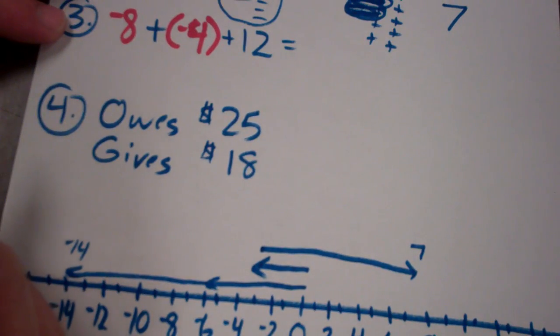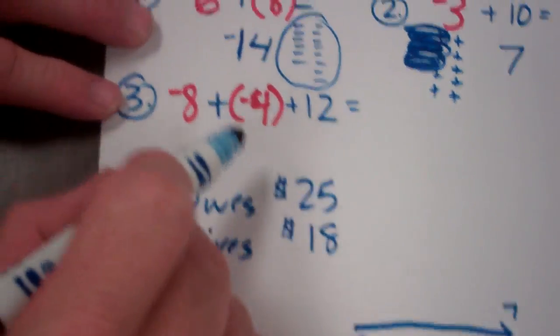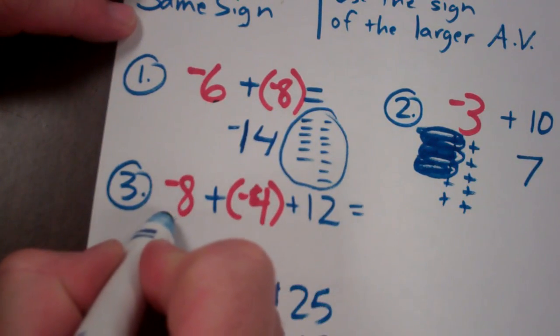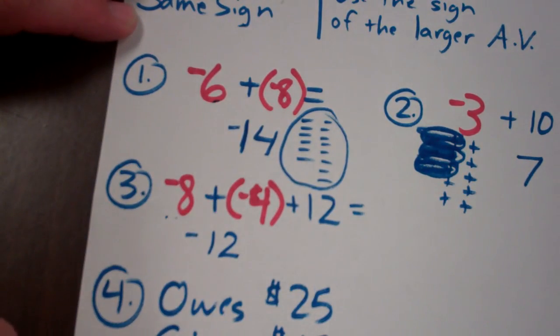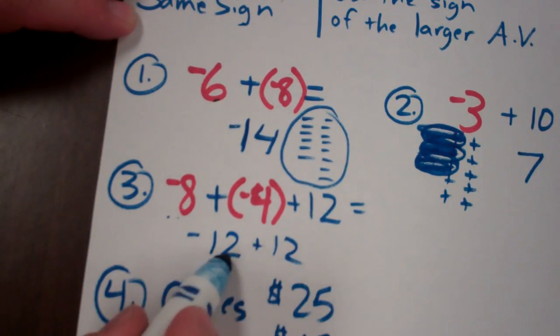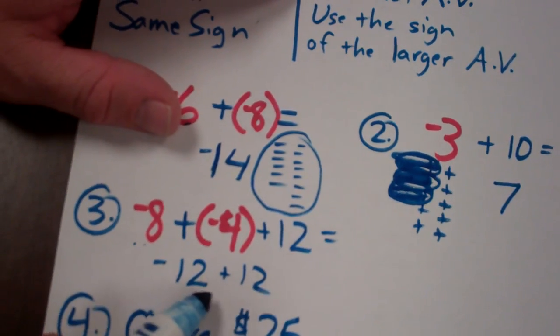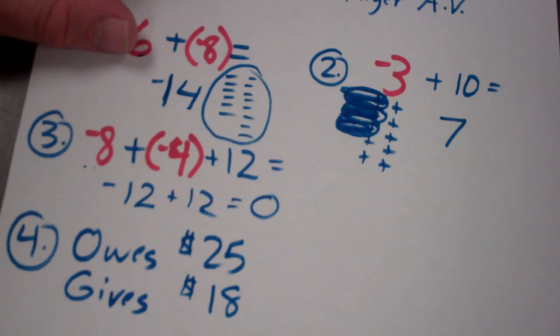Next one that I have is negative 8 plus negative 4 plus 12. So now we're just going to go to our rules. I'm going to go addition left to right. So they have the same sign, a negative plus a negative. Add and use that same sign. So then I bring down the 12. Different signs. So I subtract their absolute values, sign of the larger. This time neither one is larger, so you end up neutral at 0.